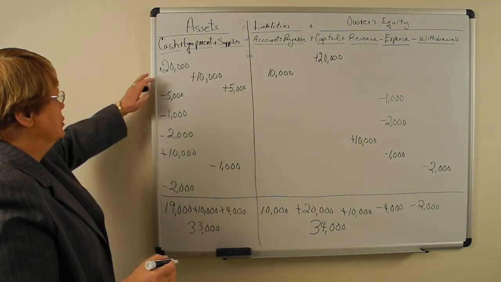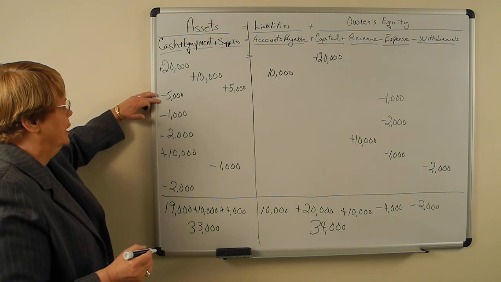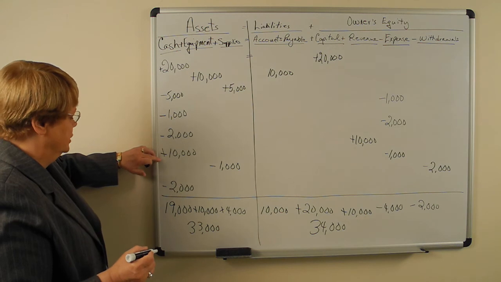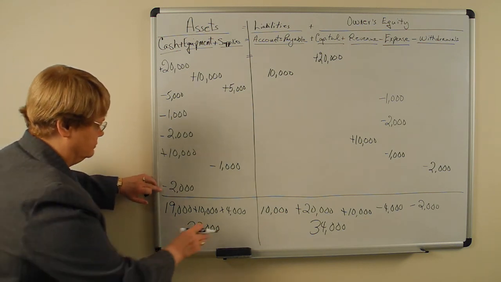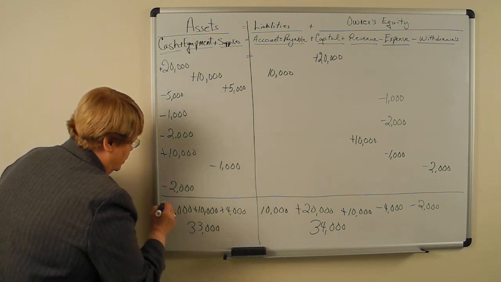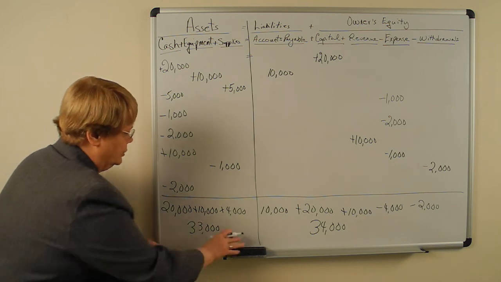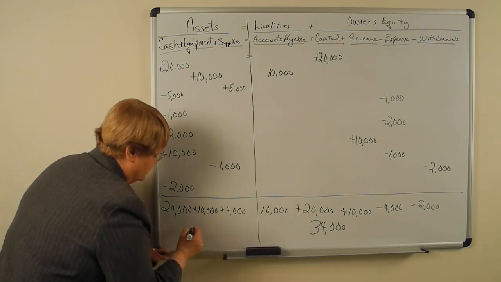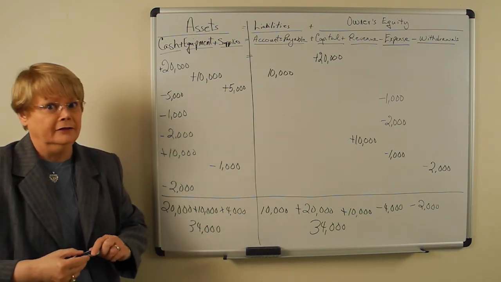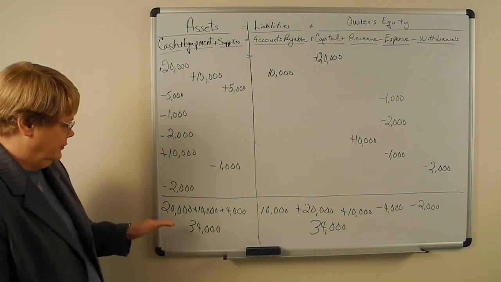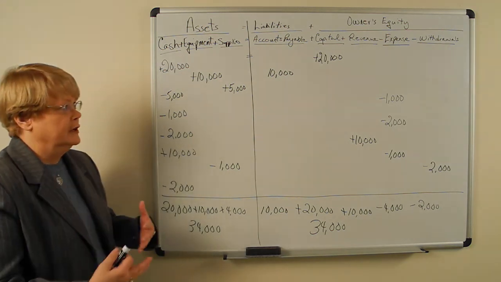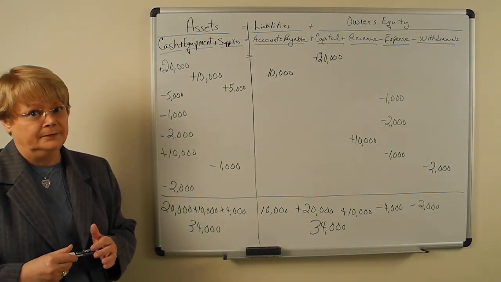Okay, let's take a look at it. 20,000 minus 5 is 15, 14, 12, 22, 18. 20. So this is 20. Alright, now if I add 20, 10, and 4, I do get the 34,000. It's okay to make mistakes, that's how you learn. And certainly when I make something up, I never know how it's going to come out. So what we have here is 34,000 on this side and 34,000 on this side. And every transaction does affect the accounting equation.